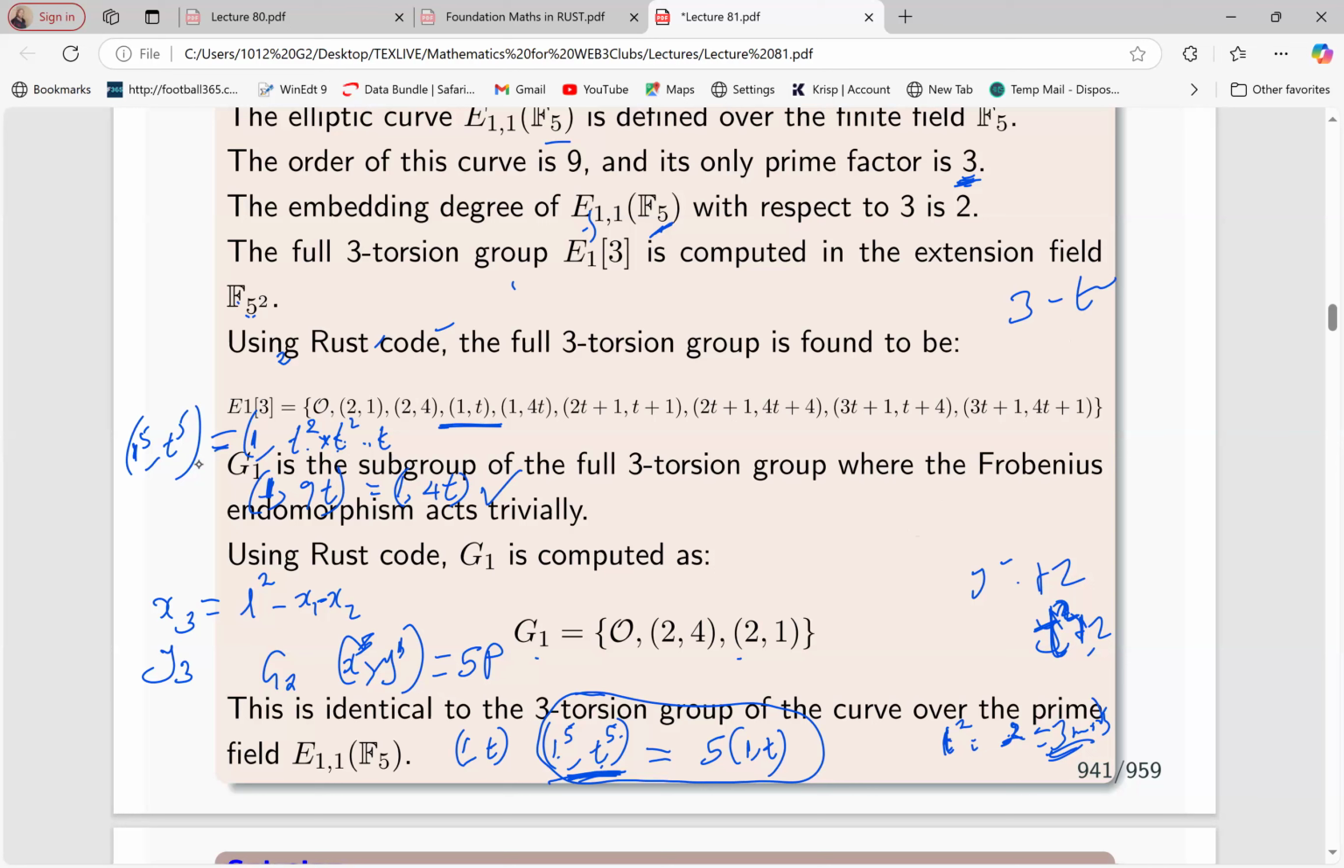1 + 4t. What about 5 times 1 + t? Will it also give us this? So this means you're adding 1 + t to itself 5 times.